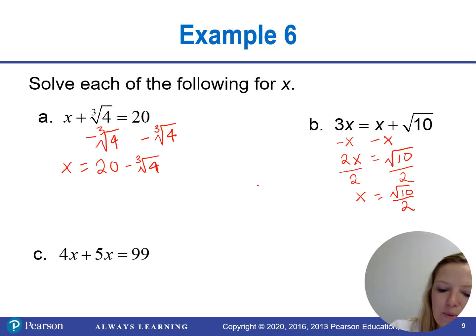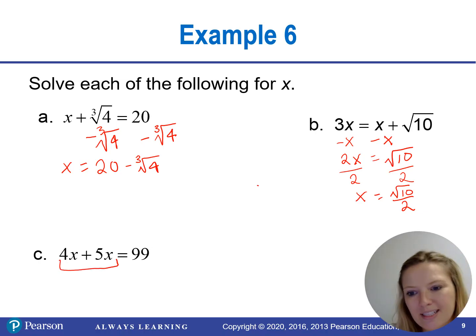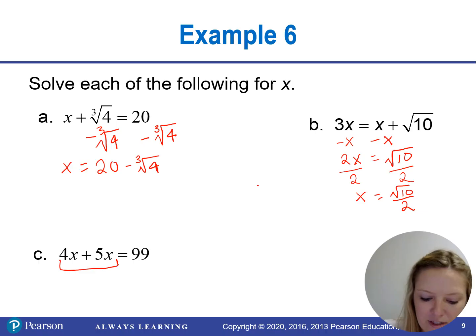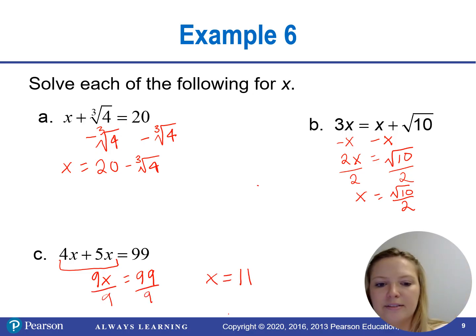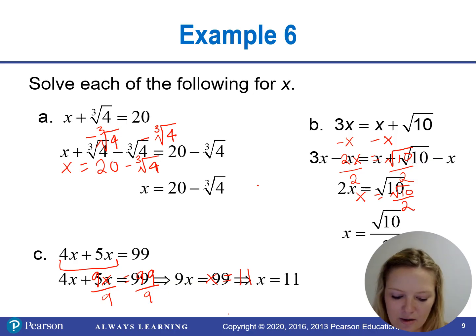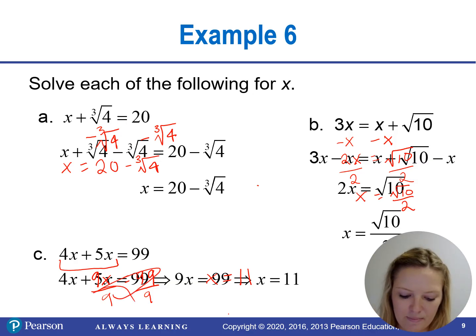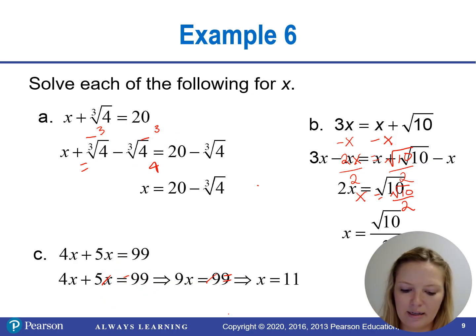And then finally, with 4x plus 5x equals 99, we first need to combine our x's. So 4x's plus 5x's gives us a total of 9x's. And we can solve for x by dividing both sides by 9. And we're left with x equals 11, because 99 divided by 9 is 11. All right, so here's that all worked out for you on the slide.